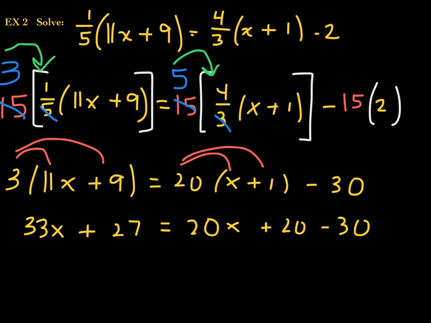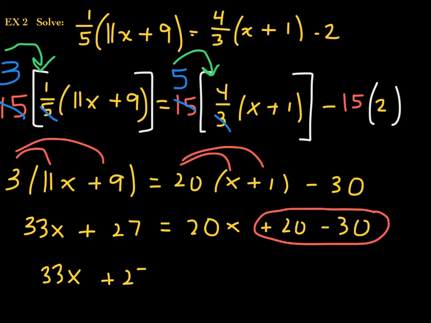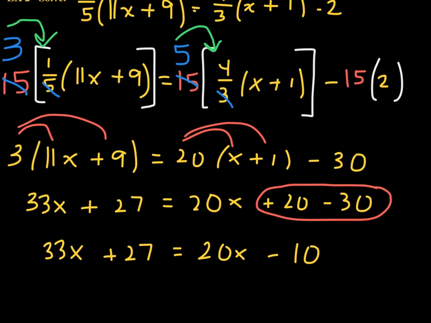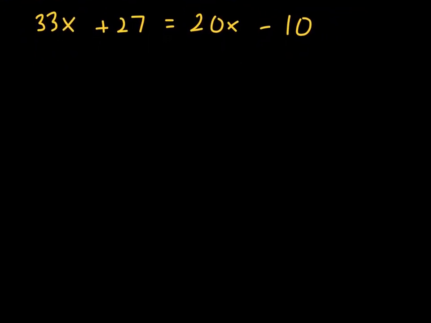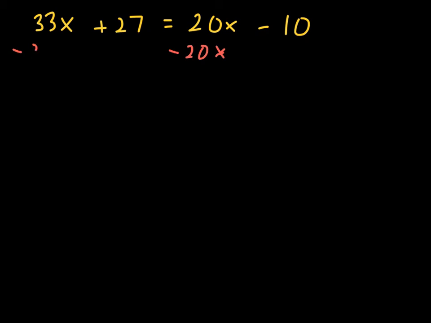Before you go and move any terms to the other side of the equation, please notice that these two terms are like terms. They're both constants, so you can combine them. So you get 33x plus 27 is equal to 20x minus 10. Okay, now this is the point at which I will collect all of my x's on one side. So I'm going to collect my variables on the left side of the equation. I'm going to do that by subtracting 20x from both sides, because subtraction is the opposite of addition. So these 20x's are gone, and we all know that 33x minus 20x is 13x.